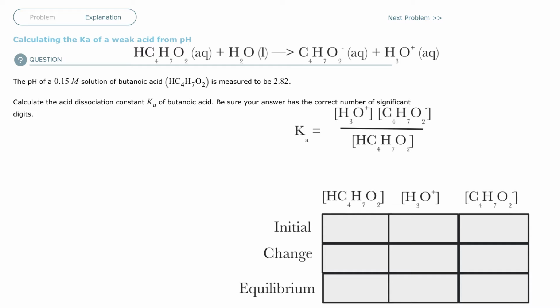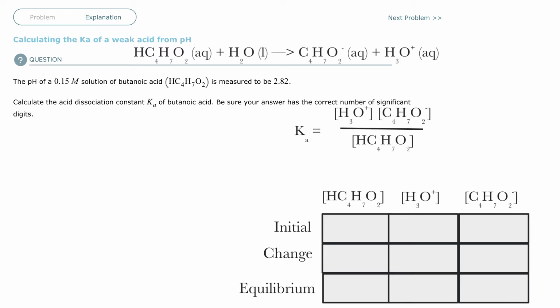And that's important because remember, when you're doing the acid constant expression, these coefficients become superscripts, or powers, exponents, on these concentrations. So if this were a 2, then this would be this concentration squared. But this happens to be all 1s. Okay, so it's saying that the pH is 2.82.